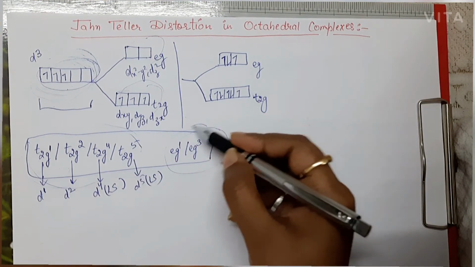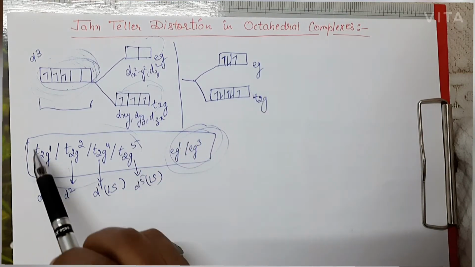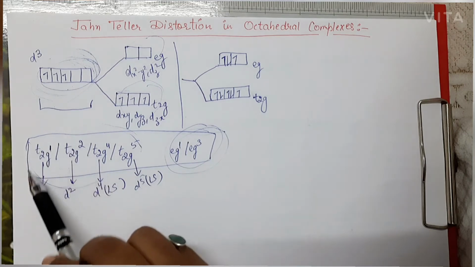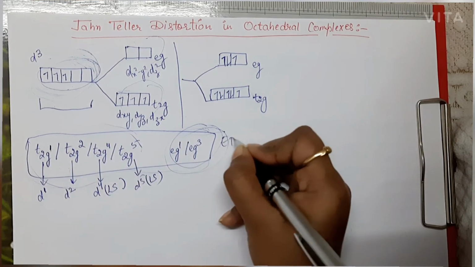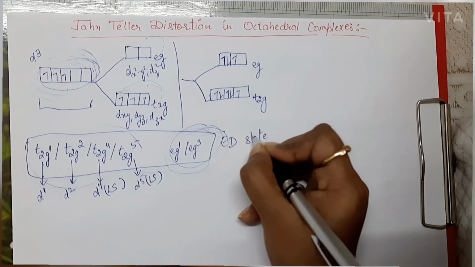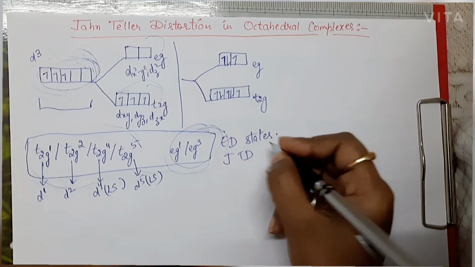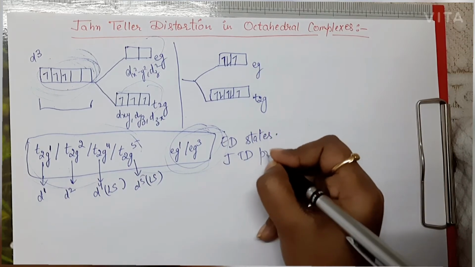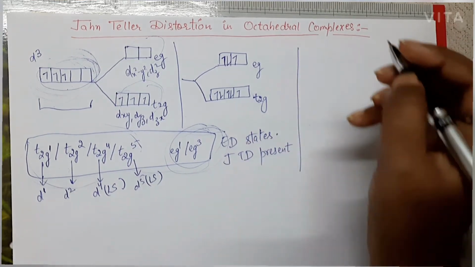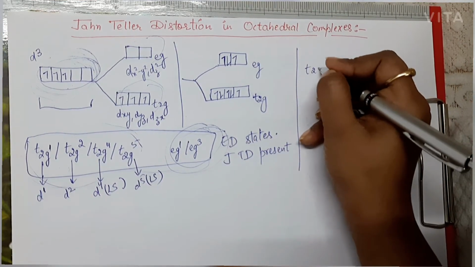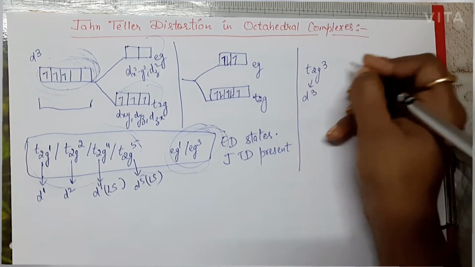Now similarly we can look for these also, but we are not going into the detail. Basically, whenever we are going to find these kinds of T2G and EG configurations, we have to remember that these are ED states, electronically degenerate states, and here JTD, or you can say Jahn-Teller distortion, will be present, right? So the remaining cases of T2G3, right, which happens in case of D3 configuration.